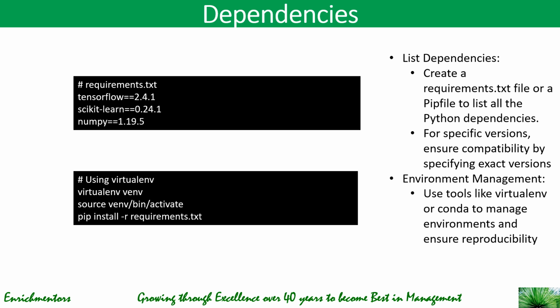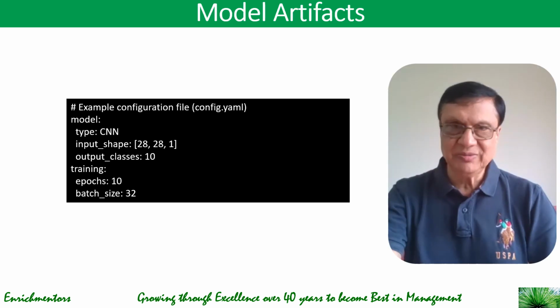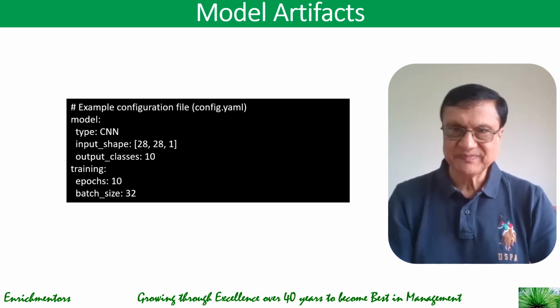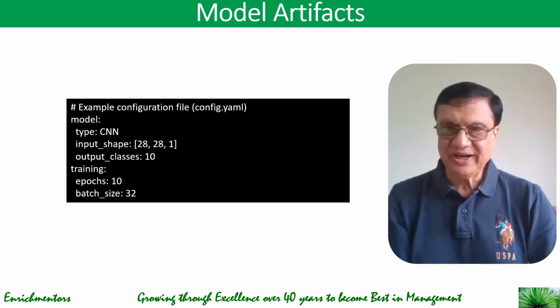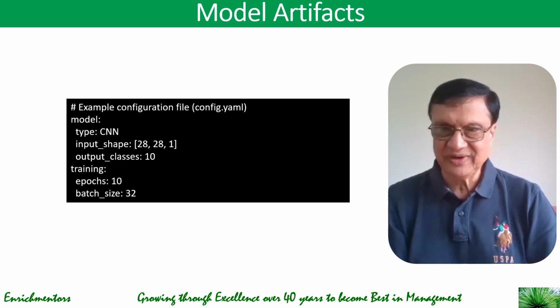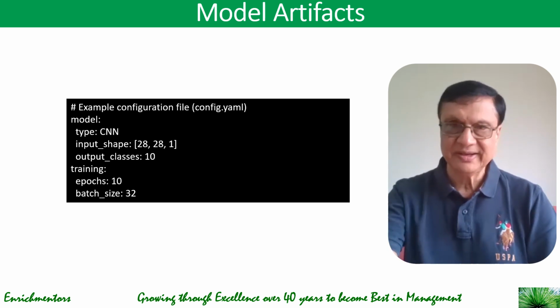The second thing, apart from listing dependencies, is environment management. Use tools like virtualenv or conda, as we mentioned earlier, to manage environments and ensure reproducibility. So that's how you need to manage the dependencies. Then you need to create the model artifacts. Ensure all necessary files are included in a package, such as trained model files, pre-processing scripts, and configuration files like hyperparameters and model settings.